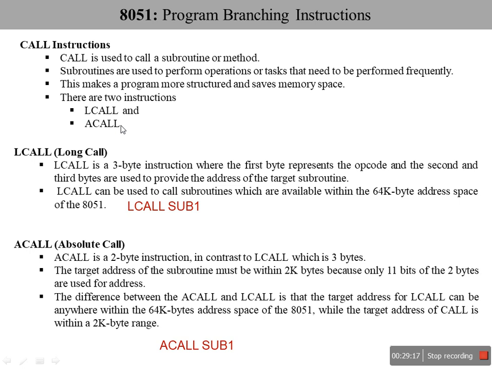Here there is a big difference between the jump instruction and the call instruction, so it is worth noting. The call is used to call a subroutine or a method. Subroutines are a set of instructions which need to be executed. They are separately written and placed in a separate memory location. Subroutines are used to perform operations or tasks that need to be performed frequently. Say, for example, when you are writing some code in C language, we use printf and scanf. Since they are frequently used instructions, we can write them as subroutines, and they can be called wherever you need them.